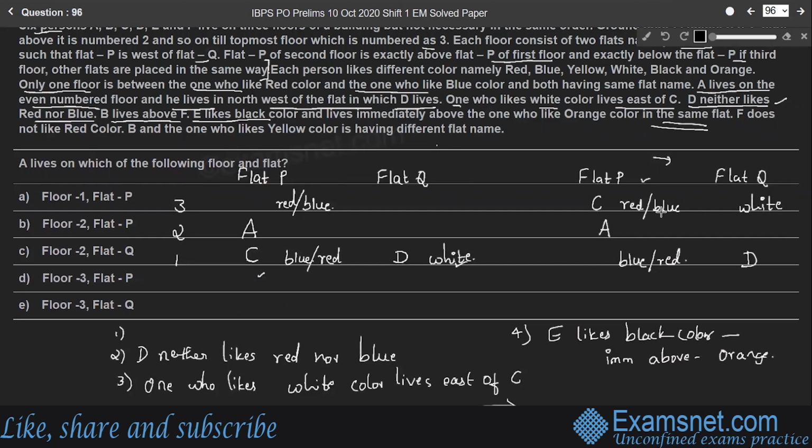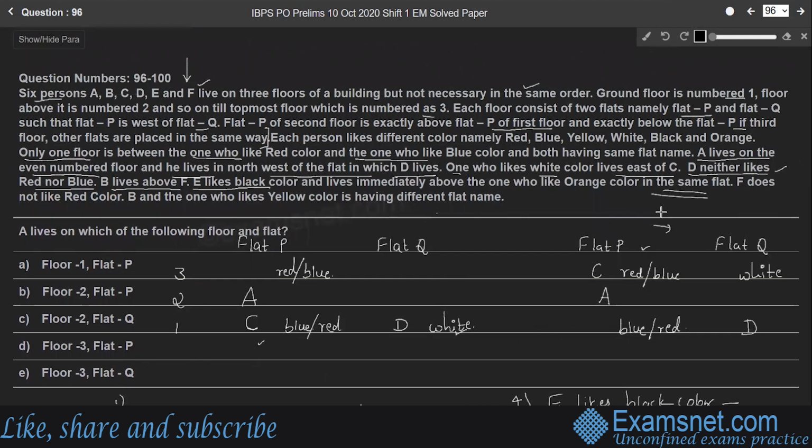E likes black color. In the same flat, both are living. Therefore, if you consider E as here, E likes black color immediately above. Sorry, not this. So in this case, E likes black color. E has to live on third floor. If E likes black color and E is living immediately above the one who likes orange color, therefore, the one who likes orange color is living on second floor in flat Q, right? Because both are living in the same flat name.